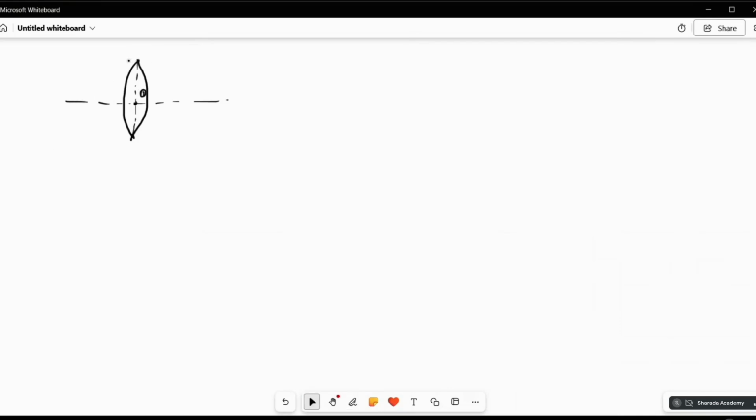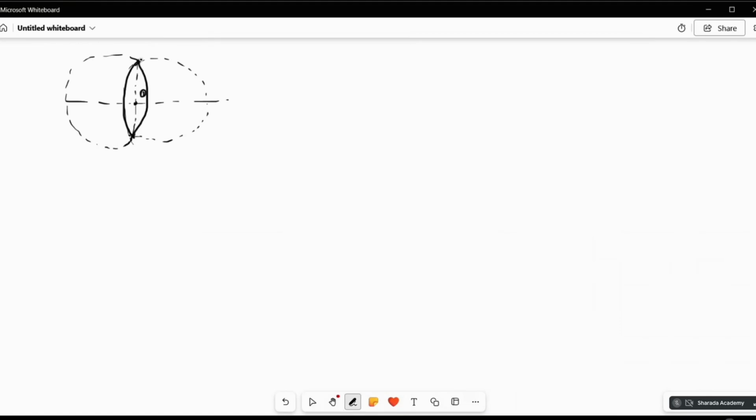And if you observe, it is like two spherical mirrors. If they are combined, you can make a lens. For this part of the lens, if I complete one spherical mirror, and here also I complete one portion, the two combined together form a lens.